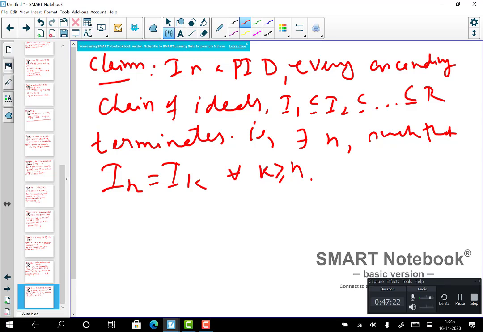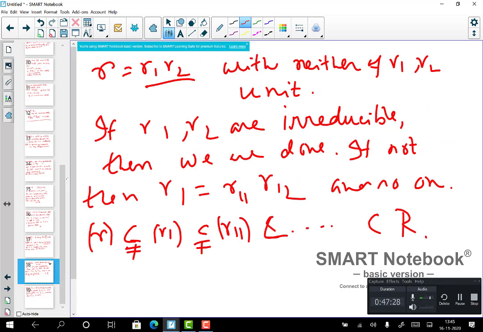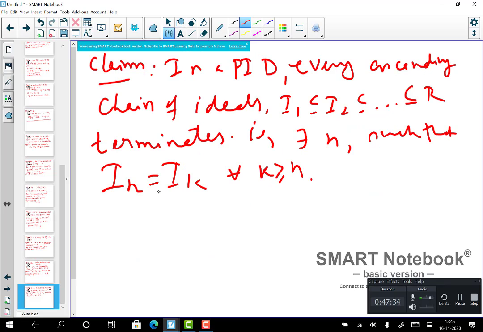Okay, so how do you prove this statement? If we prove this statement, then we are done, because we said that if this process does not stop, then you will find an infinite chain, right? But I just want to prove that an infinite chain cannot exist inside a PID. Now how to prove this statement?